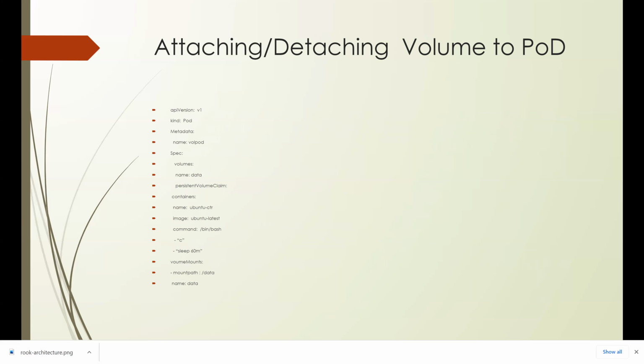So you have got the name of the pod, and the metadata we have associated with that is called wall pod. And the spec is always going to be the desired state. Desired state is volume, name of the volume, I'm going to give data, and I want to use the persistent volume claim, and I want the containers within that to be called Ubuntu container, and I want the image to be pulled called Ubuntu latest.